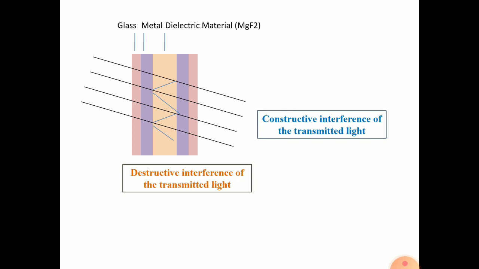The remaining light which is transmitted together forms a constructive interference. The constructive interference of the transmitted light will be there, and the destructive interference of the reflected light will happen. So the reflected light will be stopped, and only the transmitted light will go towards the sample cell.